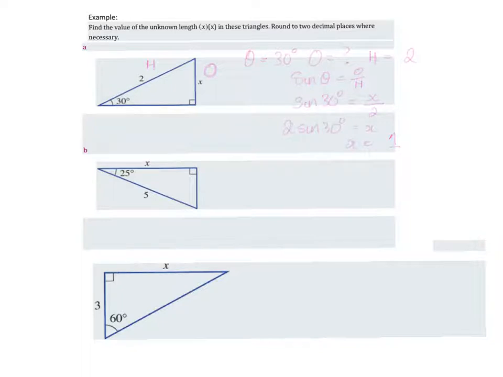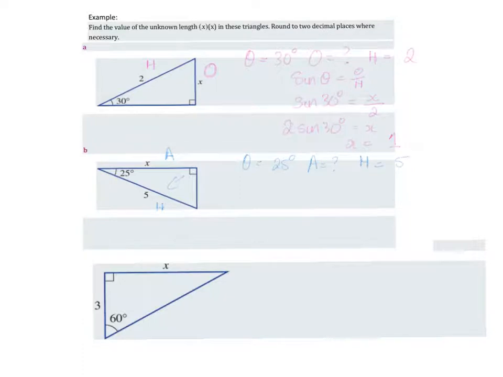Let's have a look at the next one and do exactly the same thing. We're going to label our triangle first. So we have here across from the given angle, which we're not looking for and we don't want, so let's not worry about that. But we do have the side between the right angle and the given angle, so that is our adjacent, and the one across from the right angle is our hypotenuse. So what information do we have? We have theta is equal to 25 degrees. We have the adjacent, which is what we are looking for, our x, and our hypotenuse is equal to 5.